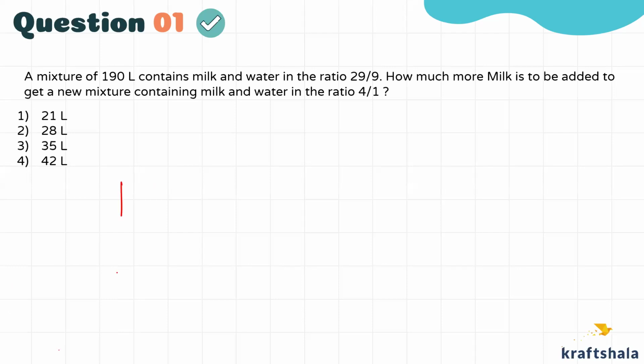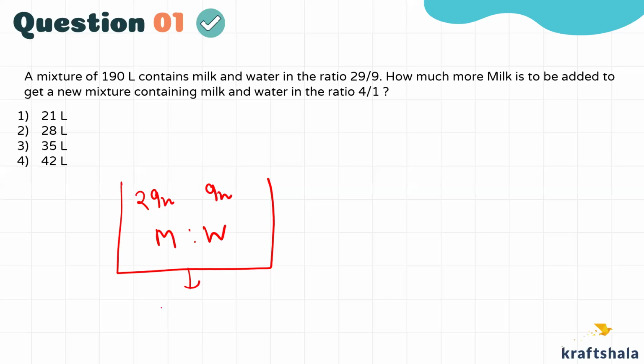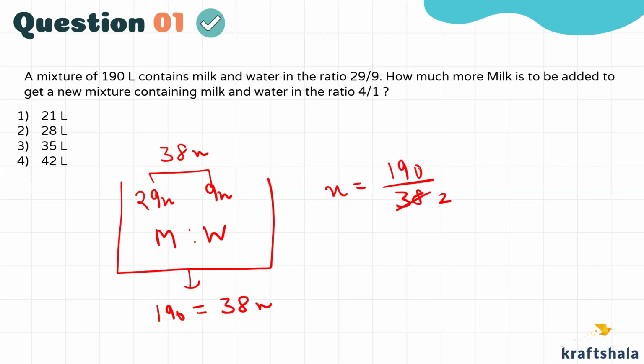Okay. So this one is the mixture, milk and water. 29x milk, 9x water. ठीक है, टोटल कितना है 190 लीटर. नाउ 29 plus 9, 38. So total is 38x, which is given to me as 190 liter. So from here we can find the value of x. 19 twos are, 19 tens are, 2 fives are. X की value is 5.